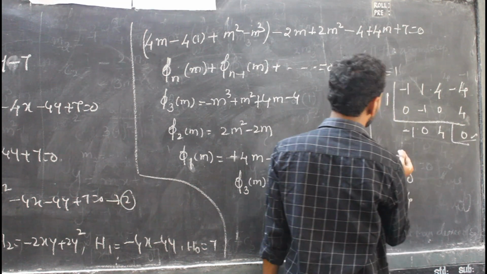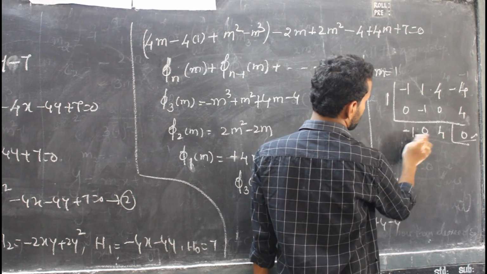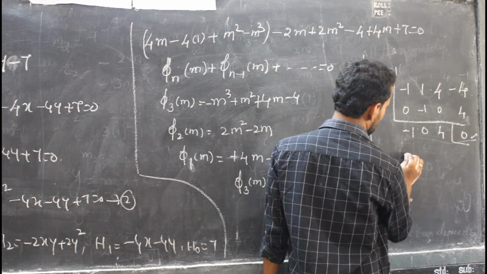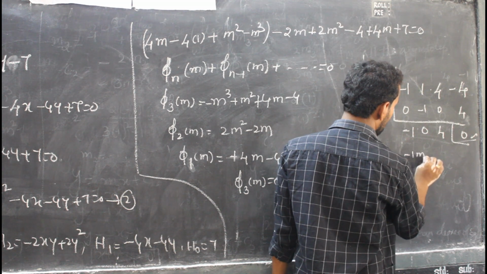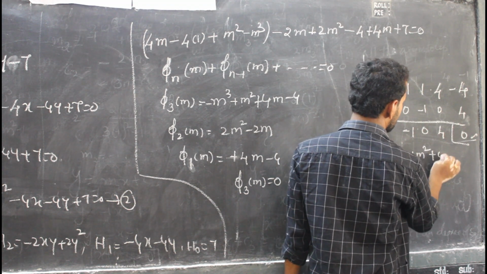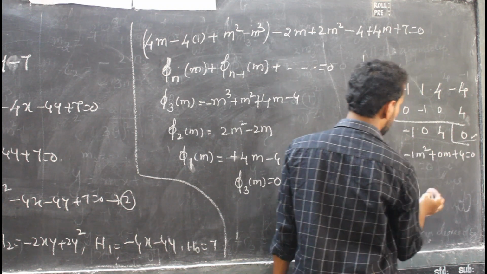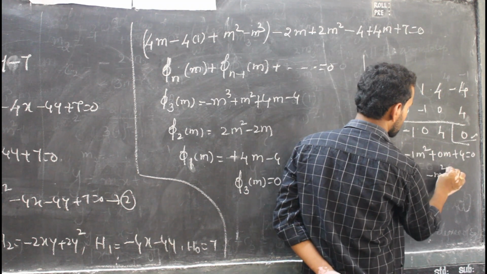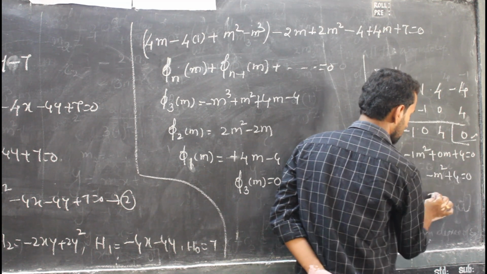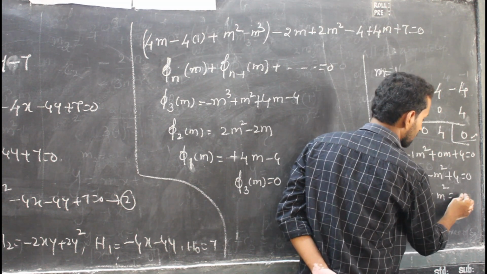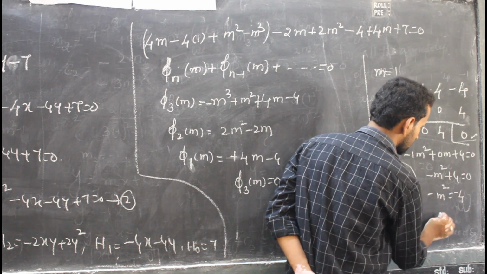So it's correct. Now my cubic equation is converted into a quadratic equation, that is what? Minus 1m square plus 0m plus 4 equal to 0. So now what will be there? Minus m square plus 4 equal to 0. Minus m square equal to minus 4. Minus minus will get cancelled.